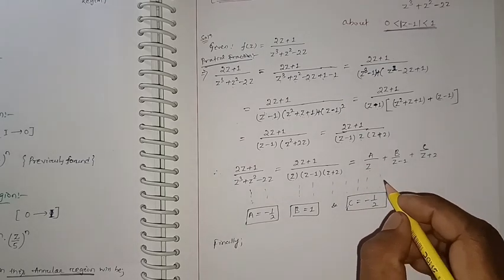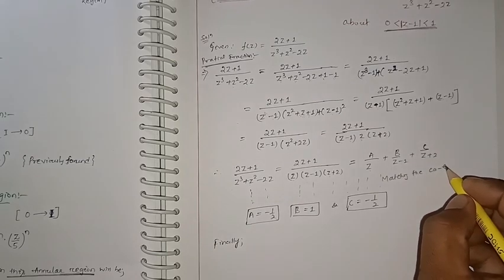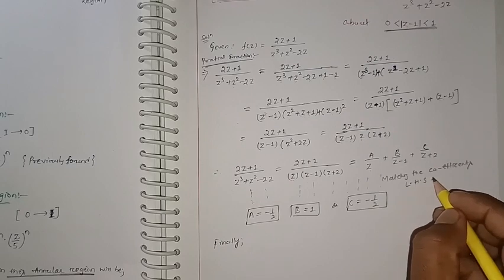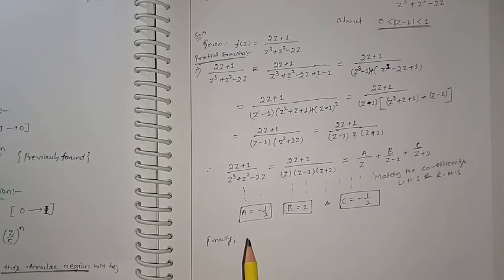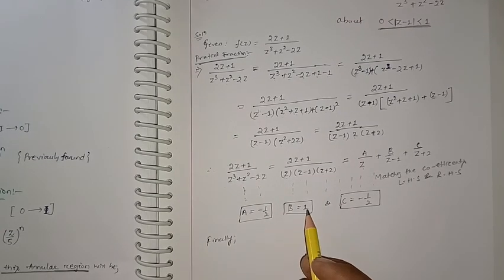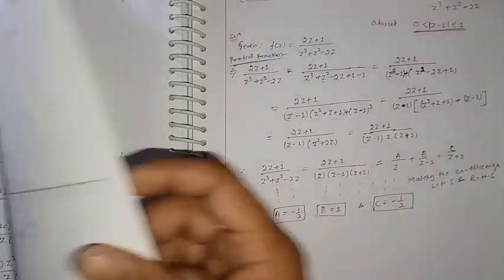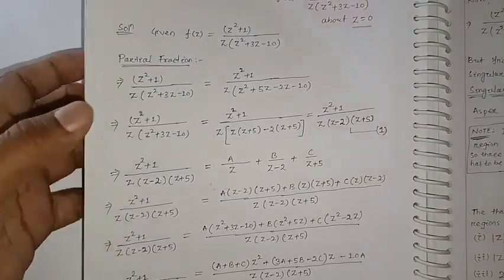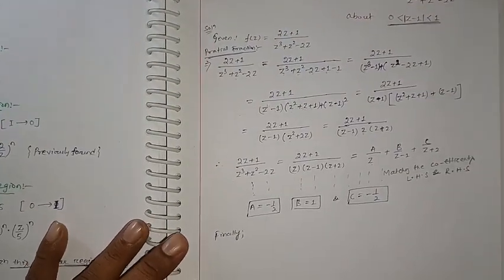Then match the coefficients, matching the coefficients of LHS and RHS. Then solve the equations. You can find a equal to minus 1 by 2, b equal to 1 by 2, c equal to minus 1 by 2. How you are going to do the matching of the coefficients, we have discussed in our previous question. You can refer to that one. Okay, you can refer to this previous question.